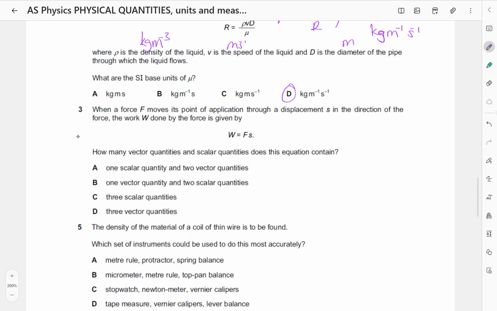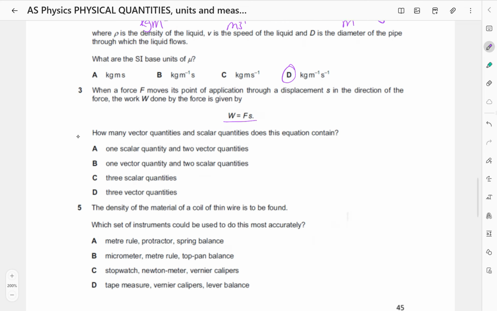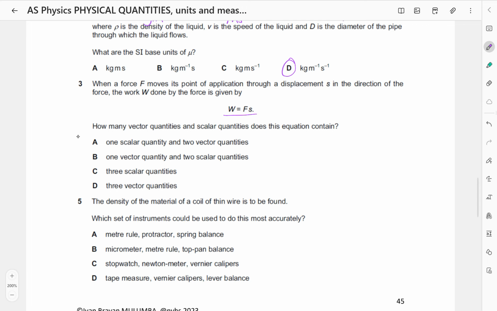When a force F moves its point of application through a displacement S in the direction of the force, the work done by the force is given by work done is force times displacement. How many vectors and scalar quantities does this equation have? We have F and S, those are two vectors, and work, that is one scalar. So one scalar, which is the work, and two vectors, which are force and displacement.